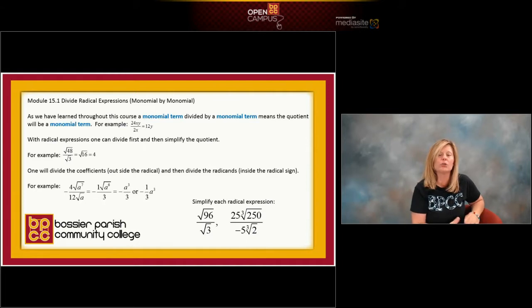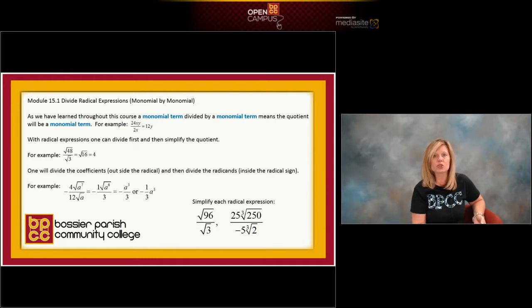When we divide, we do the coefficient with the coefficient. So 24 divided by 2 would be 12, and the 12 would be in the numerator because that's where the bigger value is. We know x divided by x would cancel out because we know a term divided by itself is 1. And then y doesn't have anything to divide with, so y would stay in the numerator. So that's why our quotient is 12y.